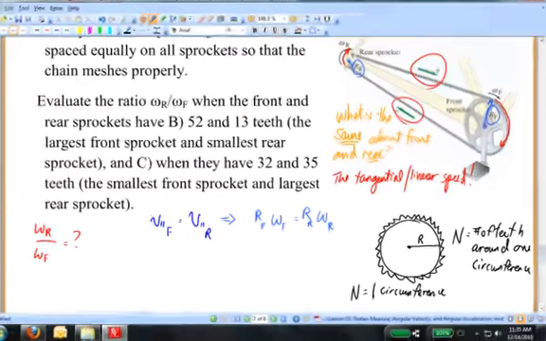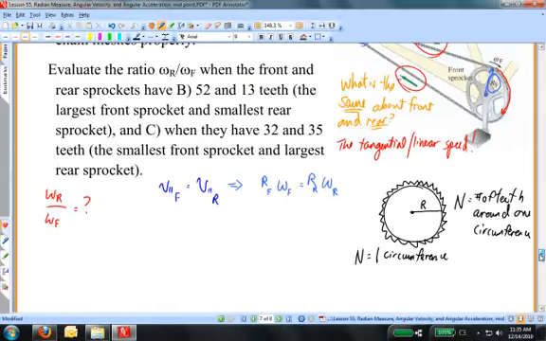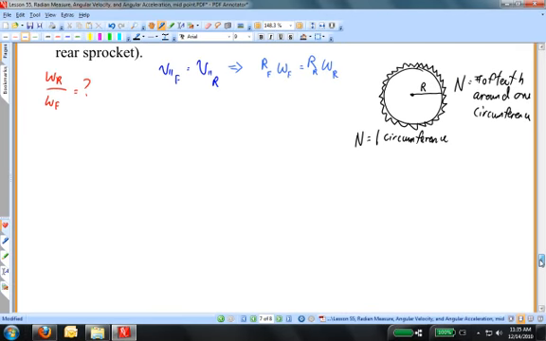In other words, n teeth is equal to 1 circumference. But what is the circumference? It's 2 pi times the radius. So I can write that n teeth is equal to 2 pi times r. So that means that r is basically going to be n divided by 2 pi.